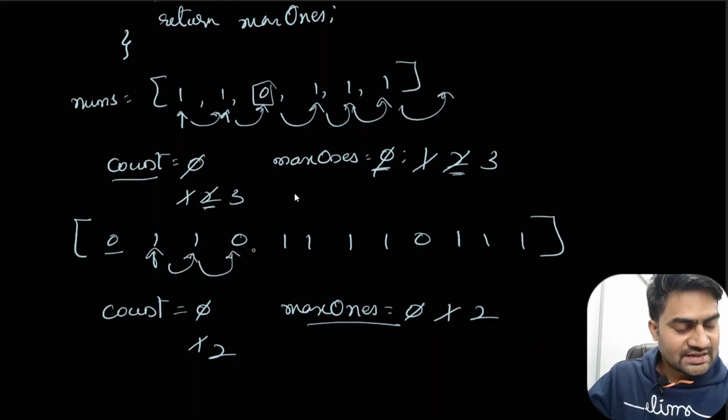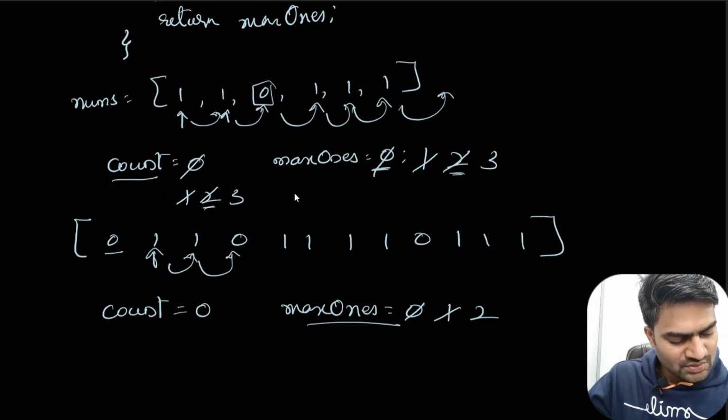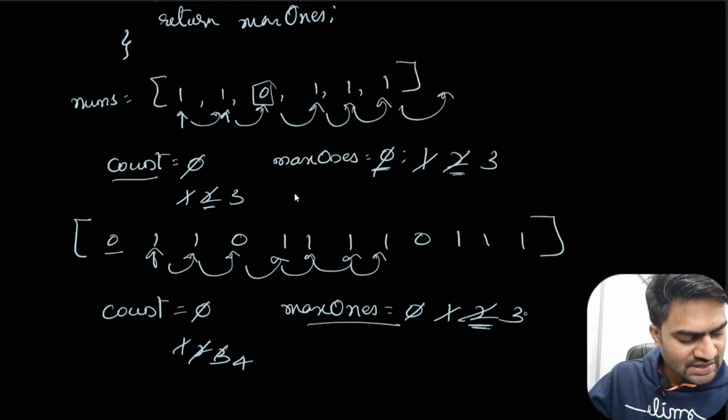Now I get 0, so I will have to reset my counter. So I reset it to 0. Now again it will move, my counter becomes 1. It won't get updated. Again I will move, counter becomes 2. Both are equal, so it won't get updated. My counter becomes 3. Now we will have to update this because 2 is less. Now my counter becomes 4, so we will have to again update this. This becomes 4.